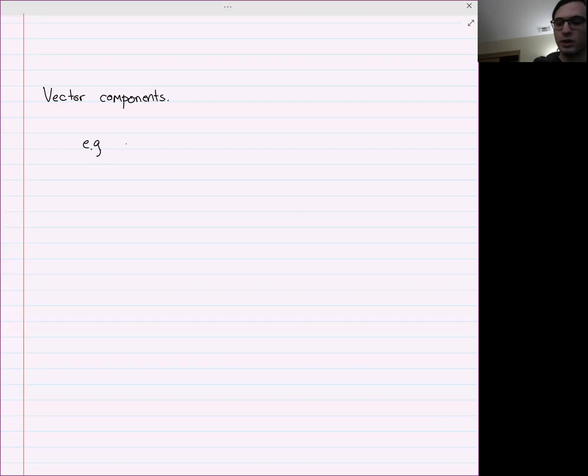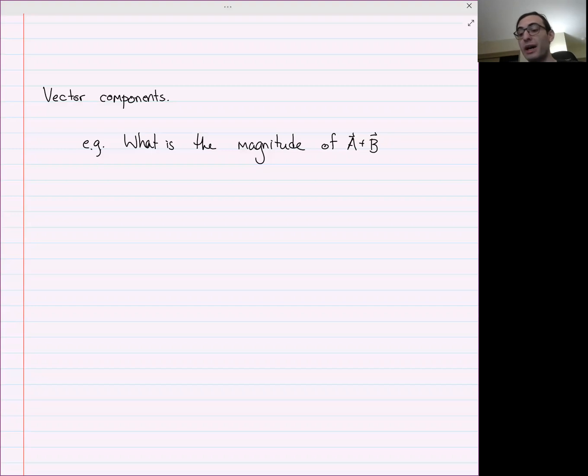If I were to ask you, what is the magnitude of the vector a plus b, where a is some vector and b is some vector. So I'm asking you what the magnitude is of the sum of the vectors. Well, what you could do is use trig. Maybe a is this vector, and you would put b over here. Then the vector a plus b would be the vector that forms a triangle with the other two, right? So it would look something like this.